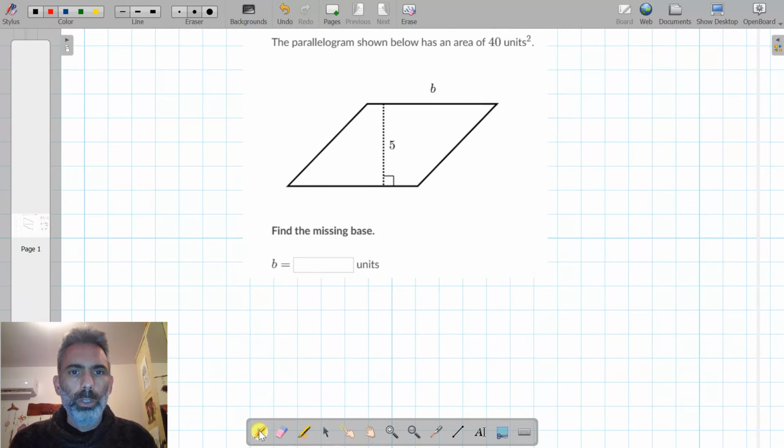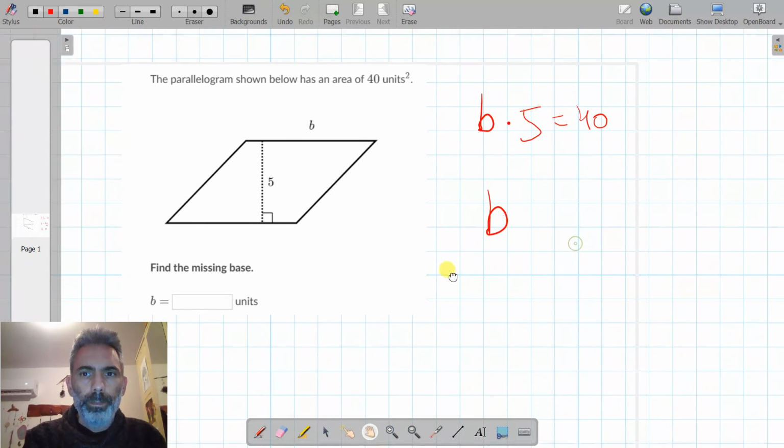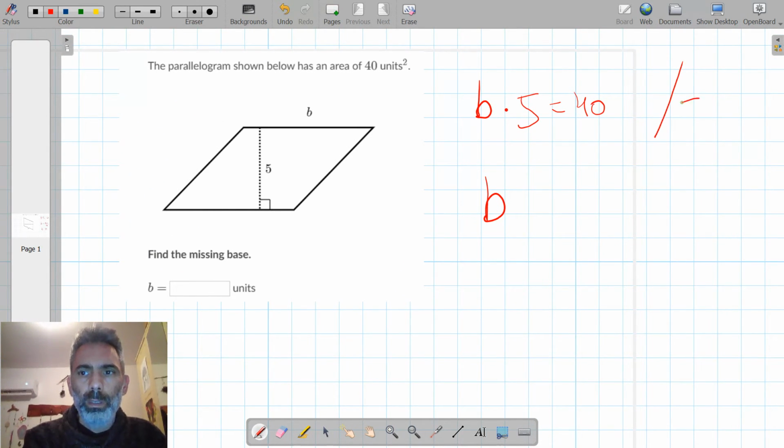The parallelogram shown below has an area of 40 units squared. Okay, so we know that the base B times the height, which is 5, equals 40. And again, we need to isolate the B, so we need to divide both sides of the equation by 5. So on the left-hand side, we are left with B. And on the right-hand side, 40 divided by 5 gives us 8. So B equals 8.